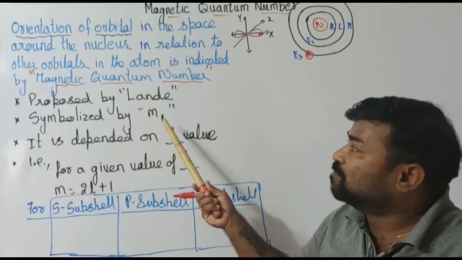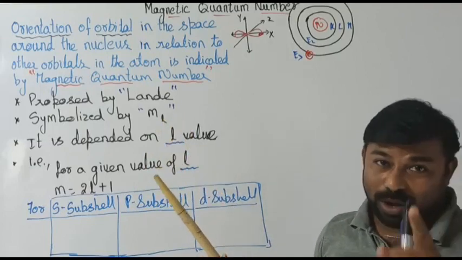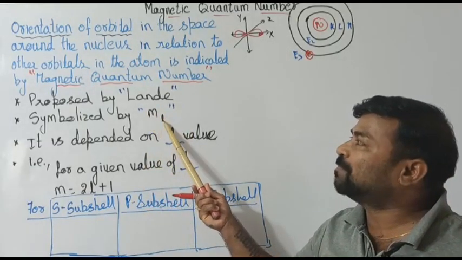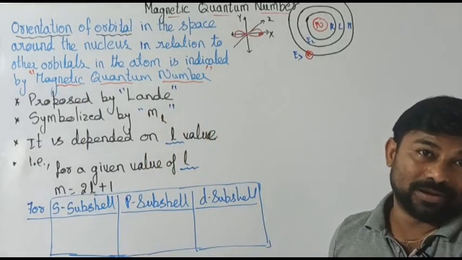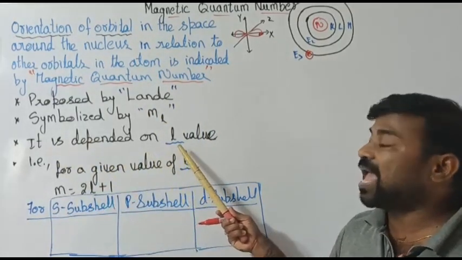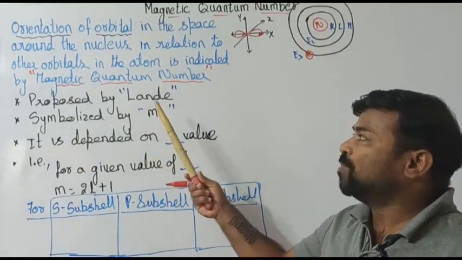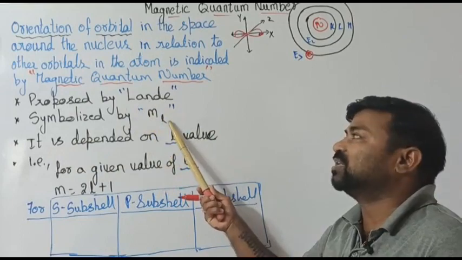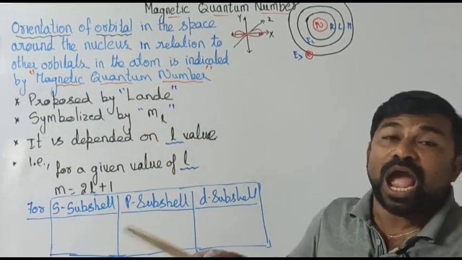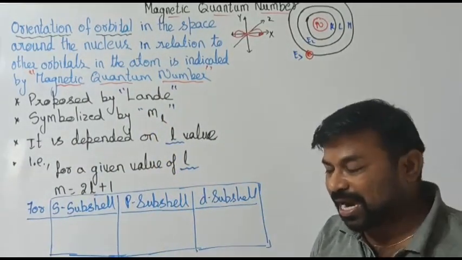Why did we keep l? That's very, very important. Because the magnetic quantum number is always dependent upon the azimuthal quantum number, that is, on the l value. So how many values does m have? Obviously it depends upon l. How is it dependent? Let us study that.